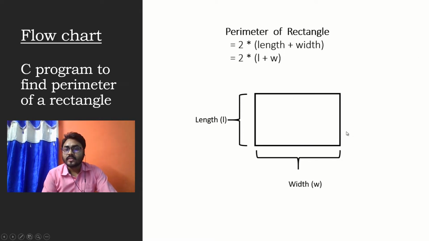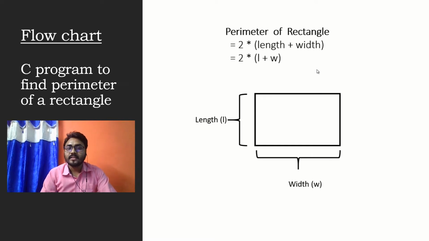In this picture you can see we have a rectangle, and one side I indicated as the length and the other side as the width, or you can call it height or width, whatever you like. The formula for the perimeter of a rectangle is 2 into length plus width. In short form you can also say 2 into (L plus W). So this is the formula.